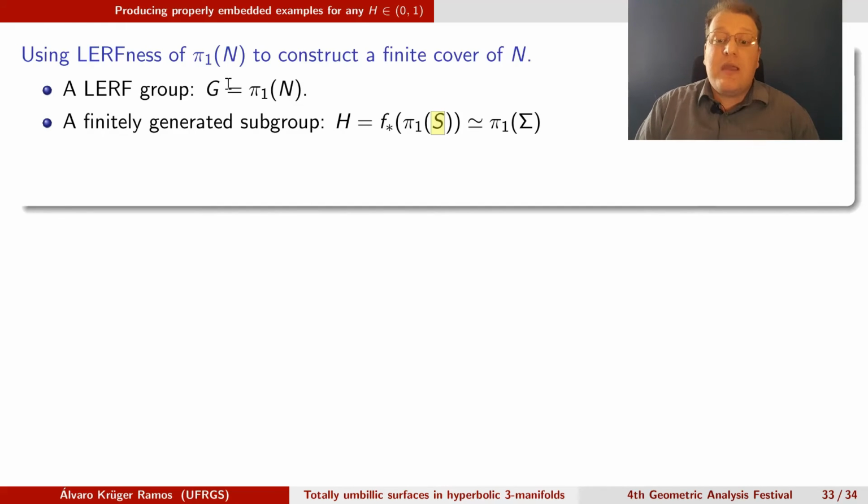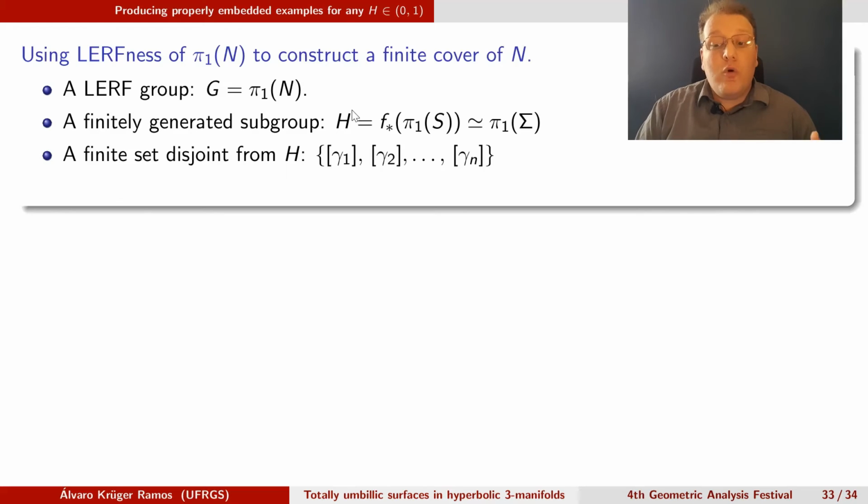Okay, so you have a LERF group and you have a finitely generated subgroup. Now you need a finite set. And the finite set disjoint from H will be the set of the closed geodesics of length less than L, which meet sigma orthogonally at some point. So the representatives of these closed geodesics in pi1 of N. And it's easy to prove that this is disjoint from H because they are geodesics orthogonal to sigma. Sigma is totally geodesic, and it's just a simple argument to show that they are actually disjoint.